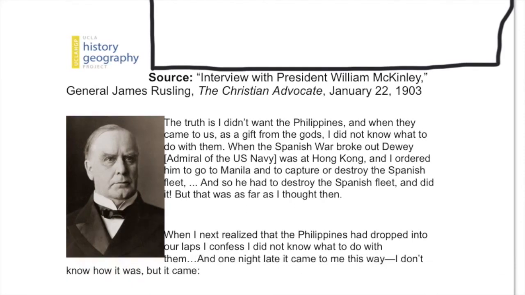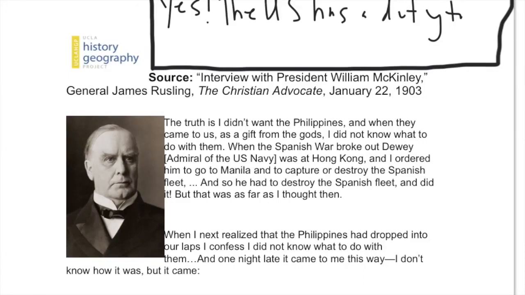If we were to ask the author if he believed that the annexation of the Philippines was justified, he would say yes. So what we're going to do is record his arguments in this box. The author says yes, an emphatic yes. And in my words, I heard him saying that the United States has a duty to God. There were a lot of religious overtones.